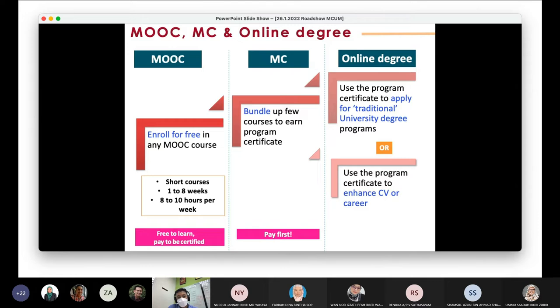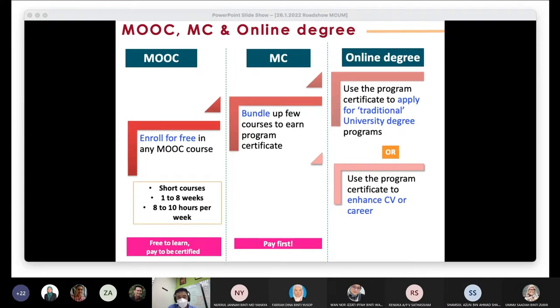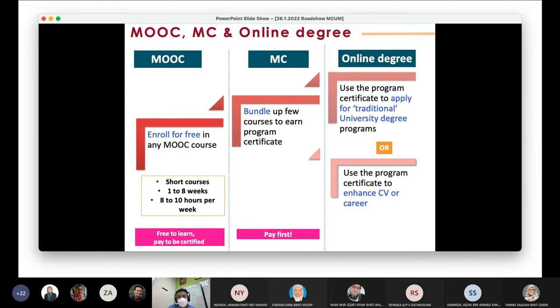The difference between MOOC and microcredential is actually the business model. The business model for MOOC is what we call free to learn, pay to be certified. That means the learners on the platform can join any course that's being offered, and they don't have to pay to complete the whole course. The only time they will be asked to pay is when they wish to get a certificate for the course. So that is what we call the MOOC course.